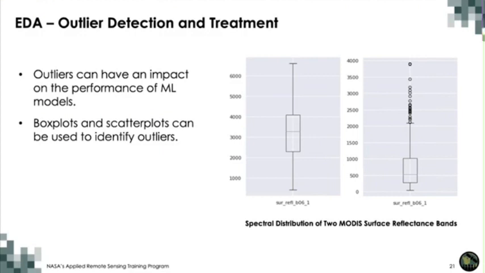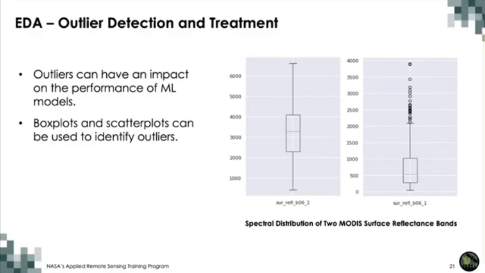The box plot on the left is a box plot of a surface reflectance band where the points are labeled land. The box plot on the right is where the points are labeled water. What we see here is that there are some outliers in the right box plot labeled water. It could be the case that some pixels in there should have been labeled land, or the distribution isn't normal enough.